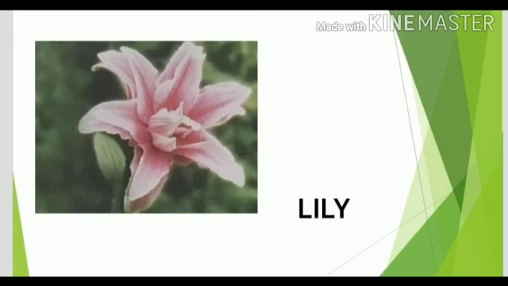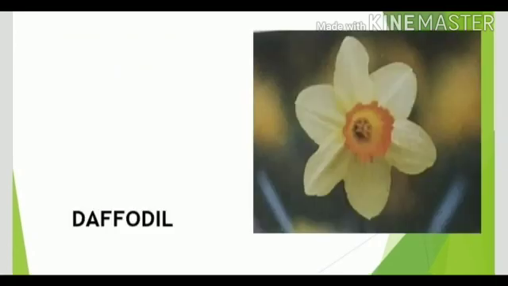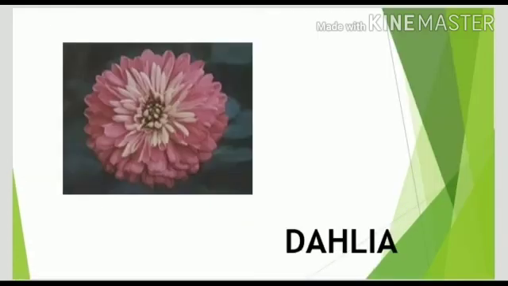There are many species of lilies like trumpet lilies and tiger lilies. Daffodil. Daffodils, also known by their botanical name Narcissus, are easy and reliable spring flowering bulbs. Dahlia. Dahlia flowers come in varying shades of white, yellow, orange, red, pink, and purple depending on the variety.